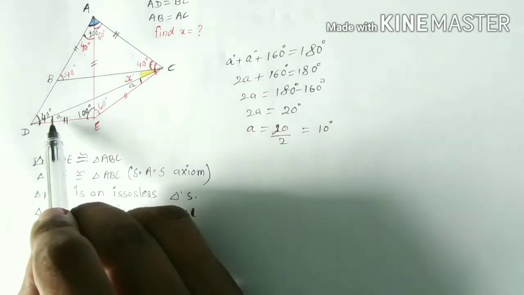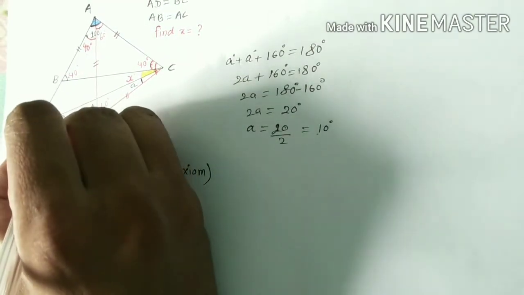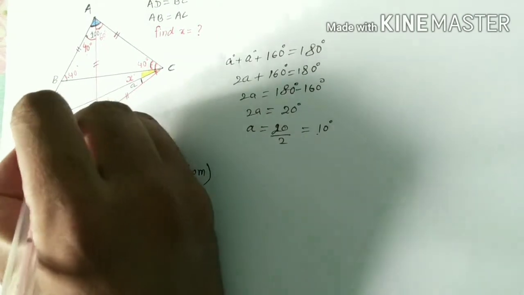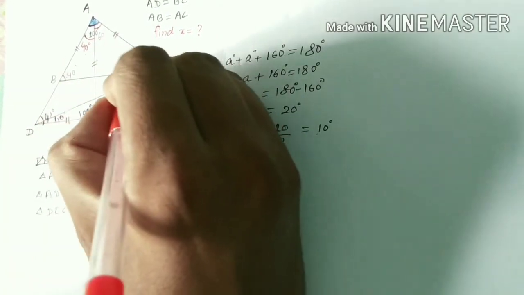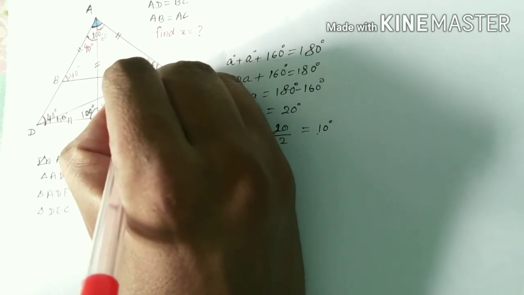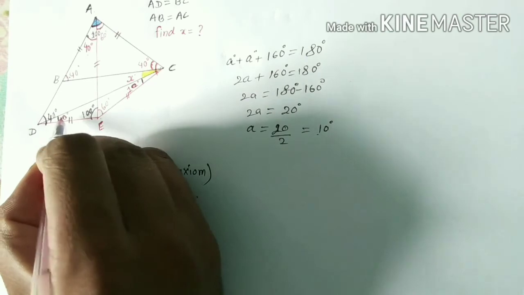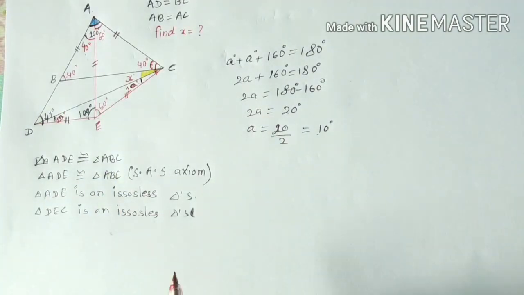So it means these both angles are 10 degrees, so we can write here that these two angles are 10 degrees. This angle is also 10 degrees and this angle is also 10 degrees.